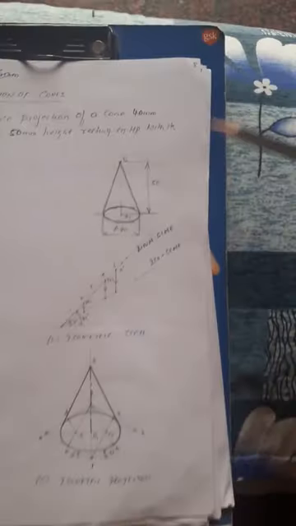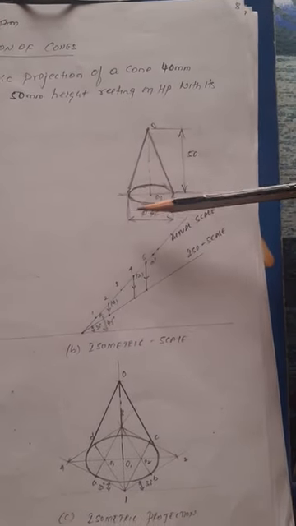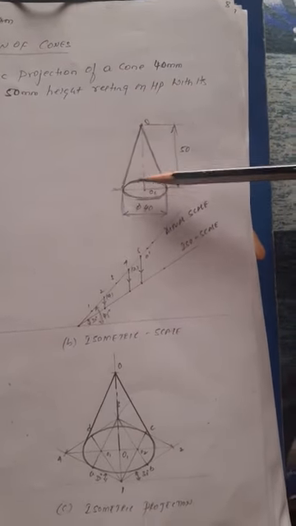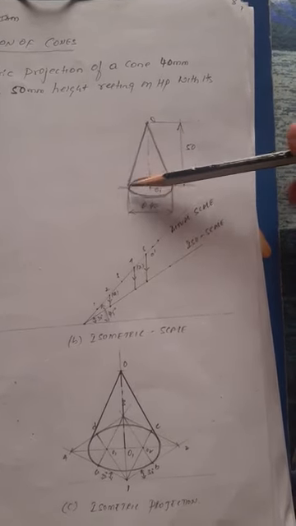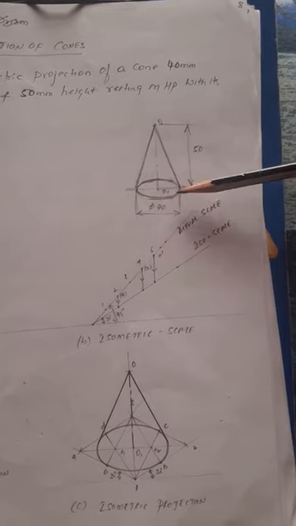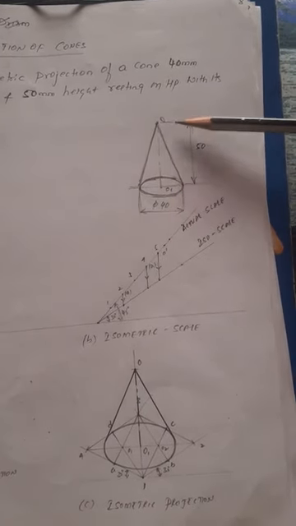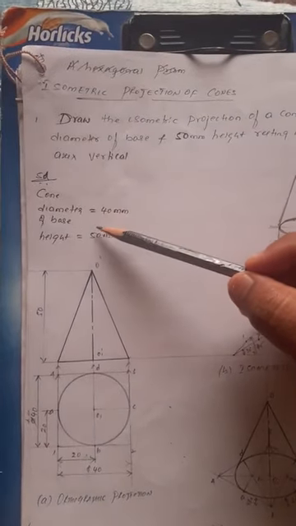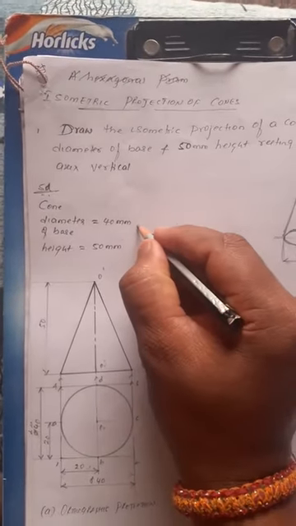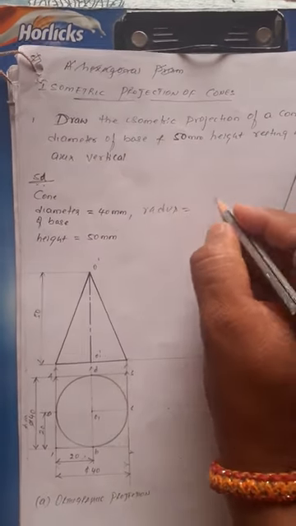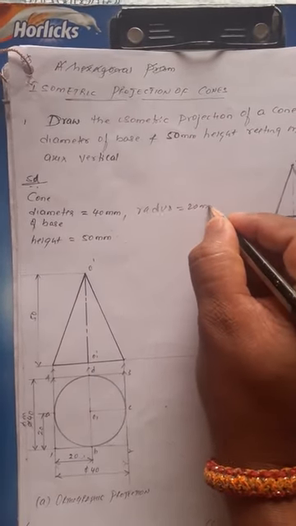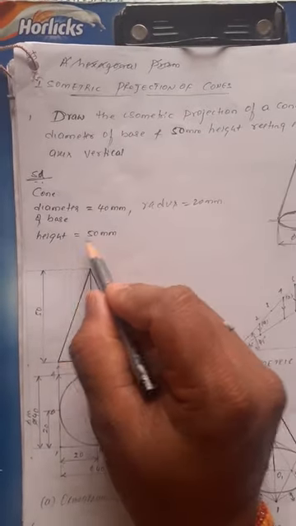Cone. A cone has a circular base and an apex, right? The diameter is how much? 40 mm. Radius is how much? 20 mm. And axis is how much? 50 mm. A cone having diameter of base 40 mm. Once diameter is 40, what will be the radius? Radius is 20 mm.